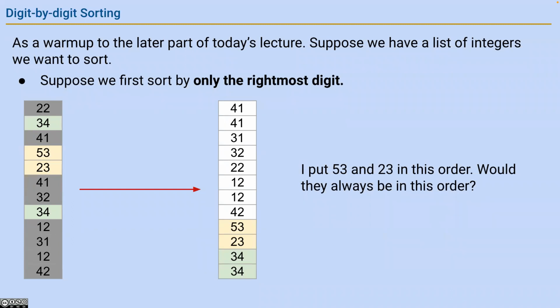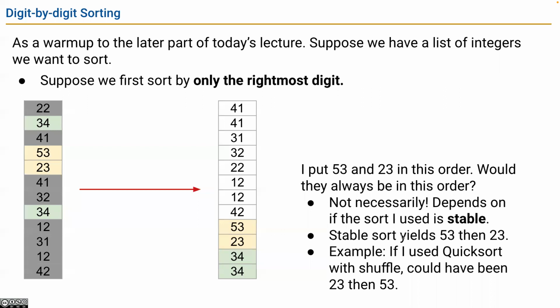Yeah, if you use an algorithm that is not stable, there's no guarantee it's going to end up like this. So for example, imagine we used quicksort with shuffle. So if I do quicksort with shuffle, where we're ignoring the top digit, it may be that 53 and 23 get shuffled past each other, right? If the sort I use is stable, it'll be fine. It'll be in this exact order, but otherwise it won't be.